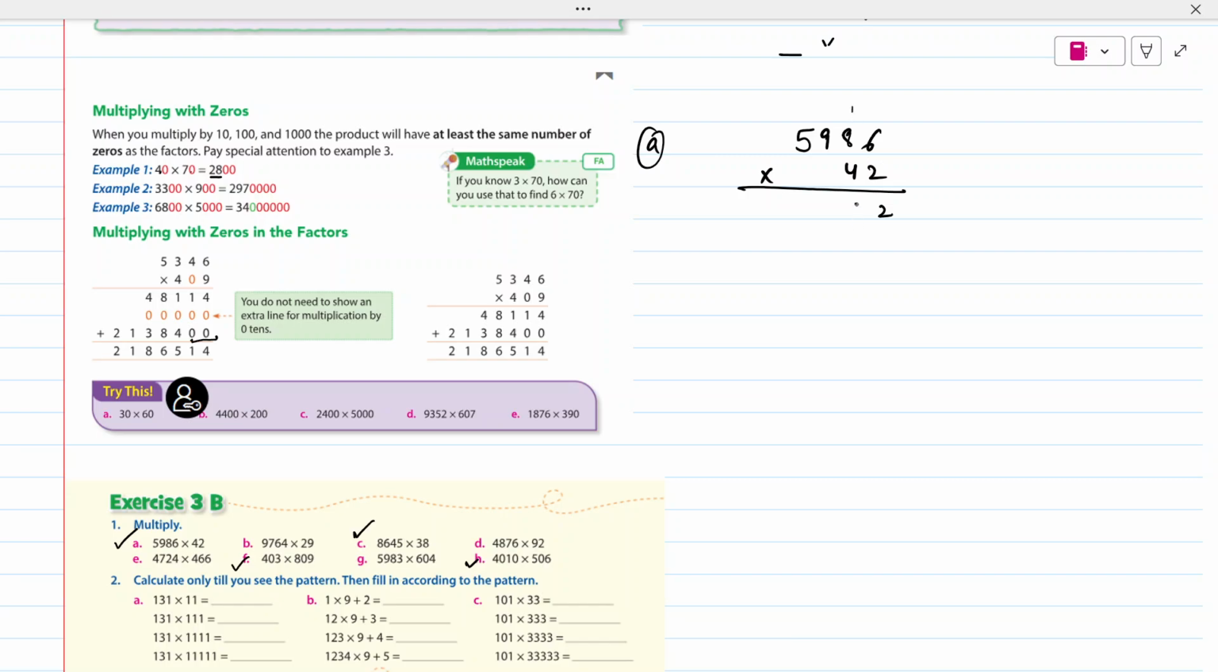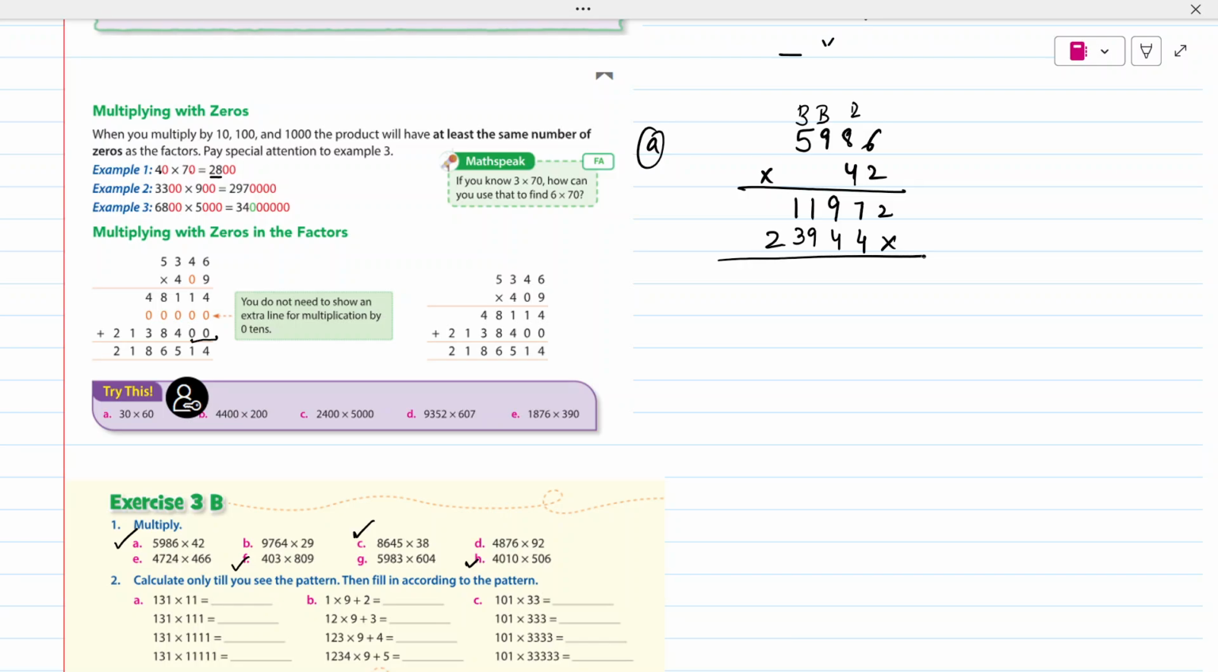Plus this one 17. 9 to 18 plus 1 19. 5 into 2 is 10 plus 1 11. This is simple. And then for this number put a cross and start multiplying now. 4 into 6 is 24. 4 here and 2 here. 4 into 8 is 32 plus 2 is 34. 4 into 9 is 36 plus 3 is 39. 4 into 5 is 20 plus 3 is 23.